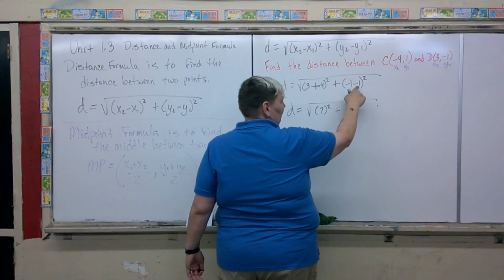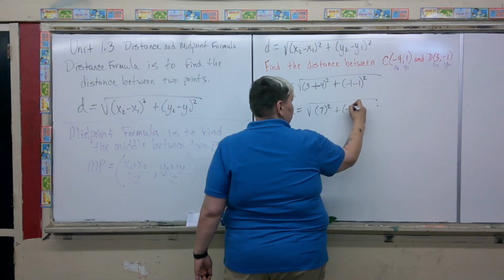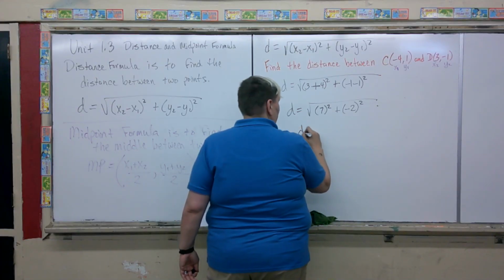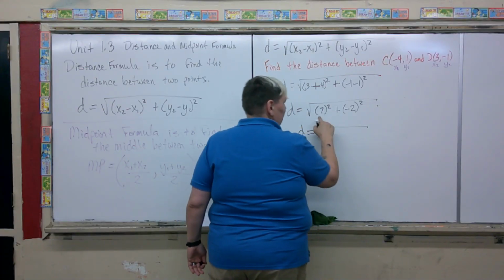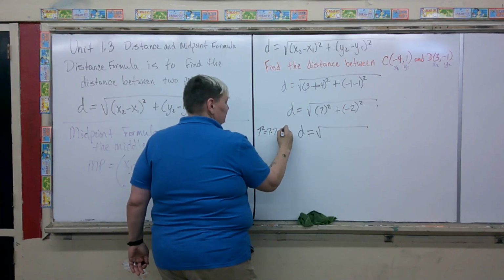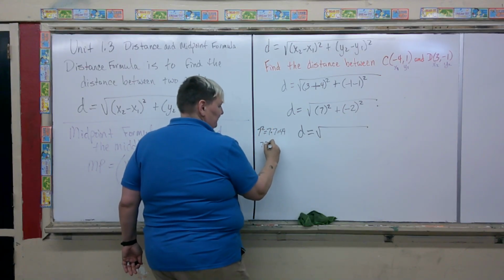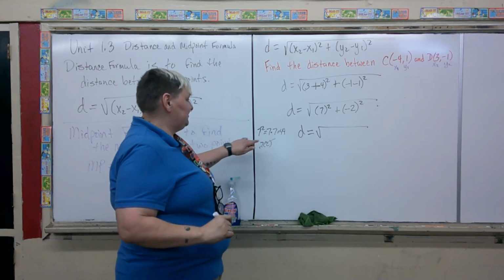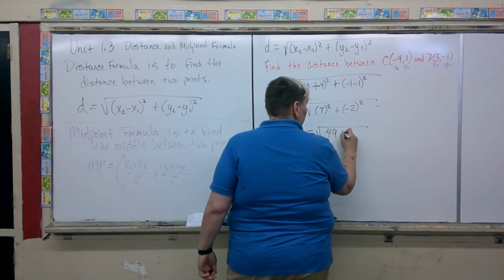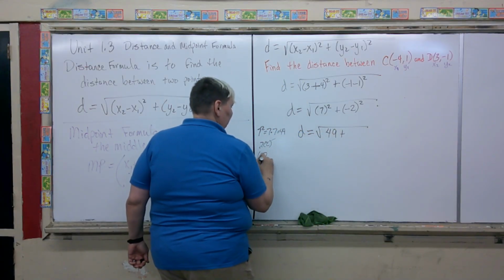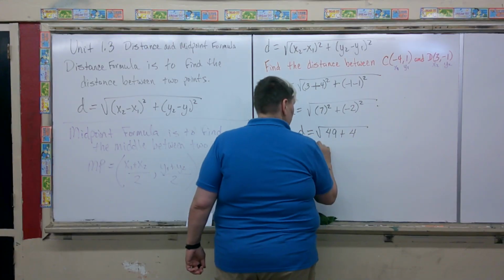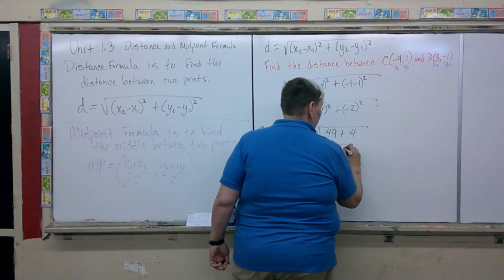spend $1, spend $1. How much did you spend? You spent $2. Right? Follow it through. Square root, 7 squared, 7 times 7, which is 49. It is not 7 times 2. No. 7 squared is 7 times 7. 49 plus -2 squared is -2 times -2, which is positive 4. D equals the square root of 53.